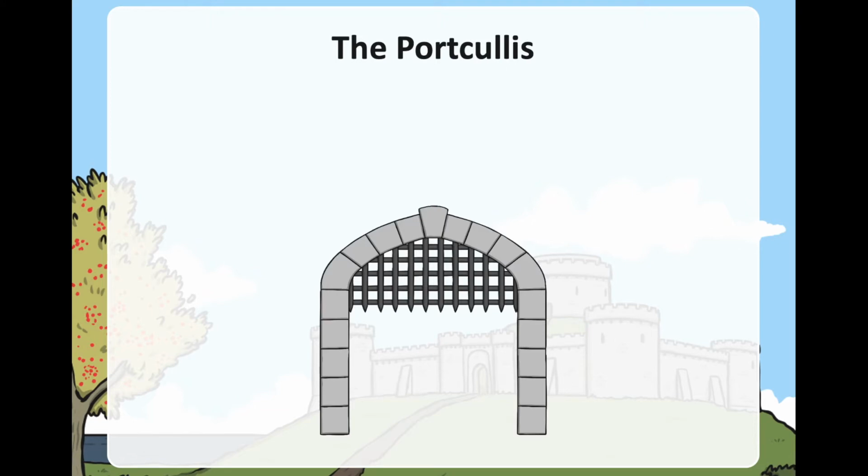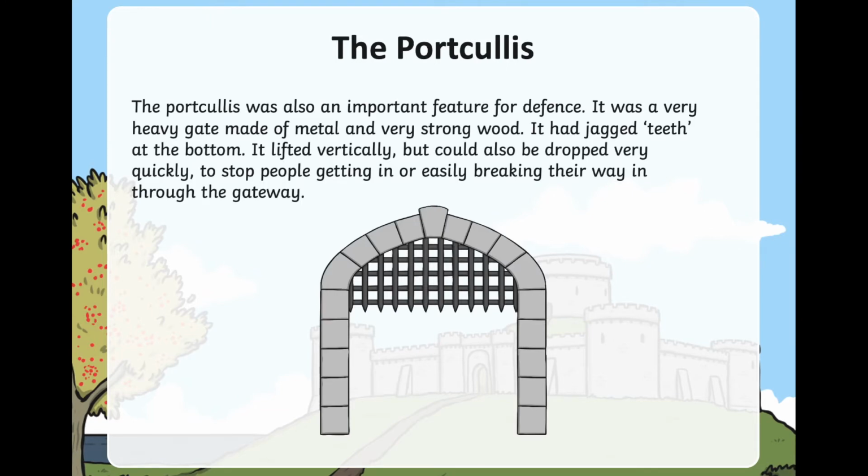The Portcullis. The portcullis was also an important feature for defence. It was a very heavy gate made of metal and very strong wood. It had jagged teeth at the bottom. It lifted vertically, that means it goes straight up, but could also be dropped very quickly to stop people getting in or easily breaking their way in through the gateway.